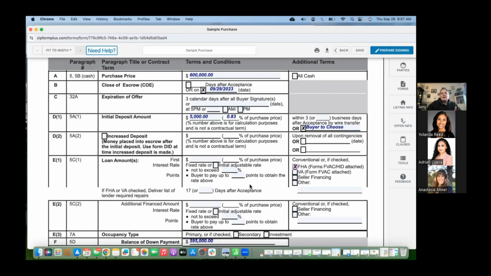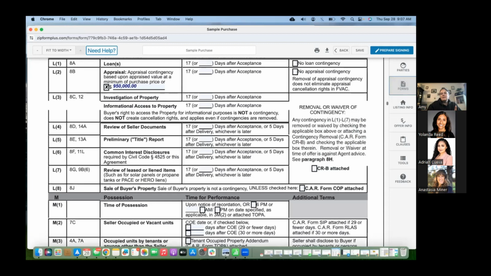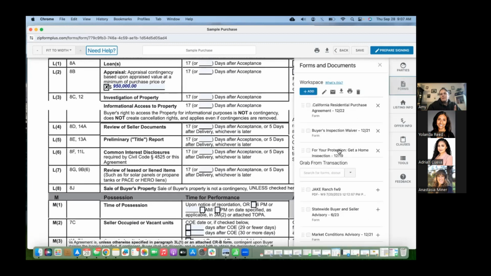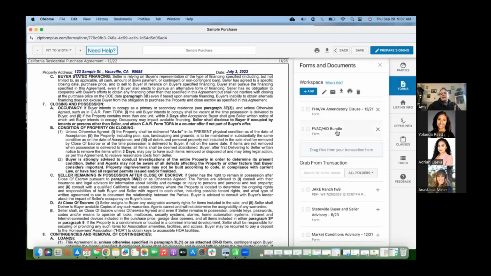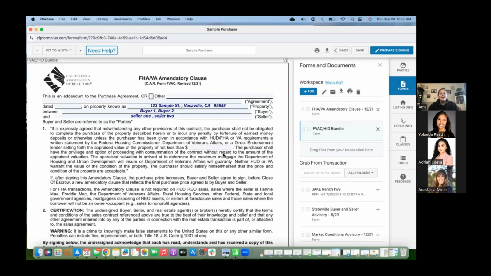All right. So let's now hop down to the FVAC form. Like I said, we've covered that before. Oh, look, it does. It attached the FVAC HID bundle when I checked that box. So it is attaching it now. So the FVAC form, that's that FHA VA amendatory clause, which states that it doesn't matter if you've removed your appraisal contingency in the offer because you're a VA or an FHA buyer. If the property does not appraise for the purchase price, you have the right to cancel the contract.